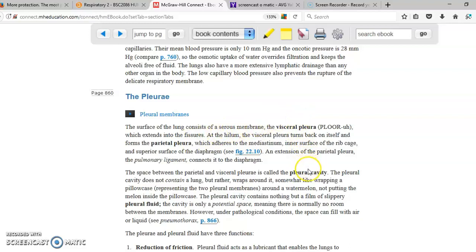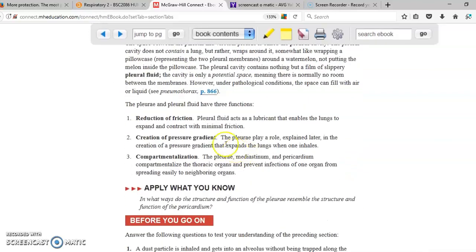The reason why you have this pleural cavity is because you're going to have a fluid. Why do you have this fluid, and what is the function of the pleura? As you can see right here, reduction of friction, creation of pressure gradient, so we can actually inhale and exhale, and compartmentalization, which is separation of the lungs from other organs that we have in the thoracic cavity.